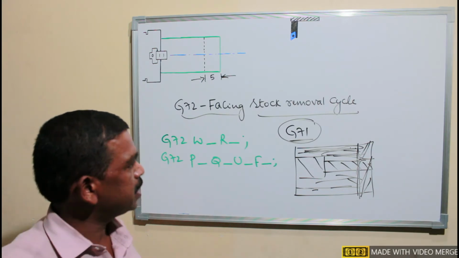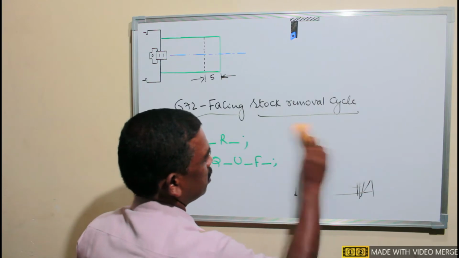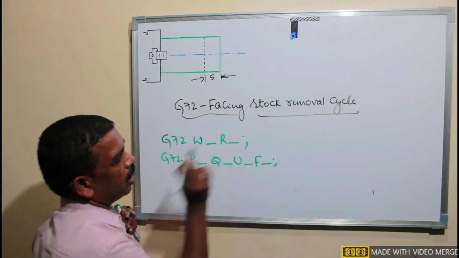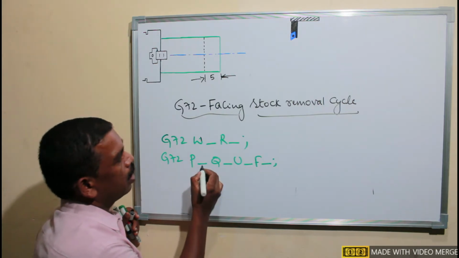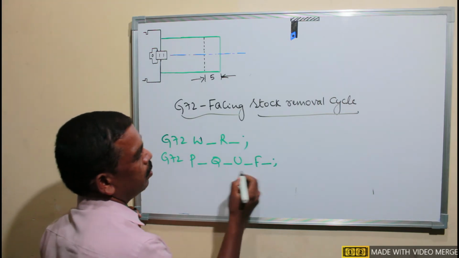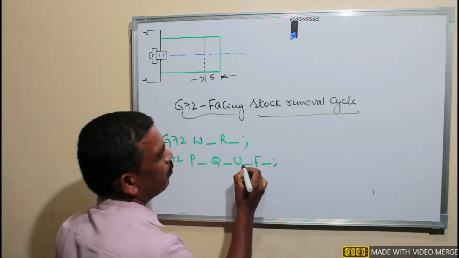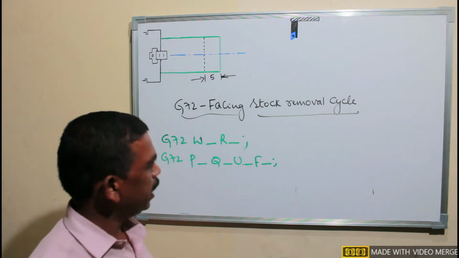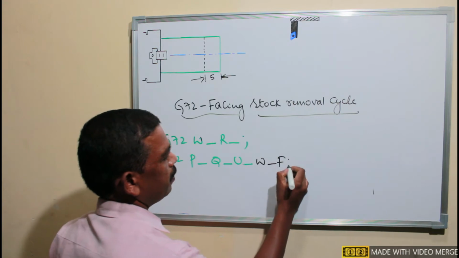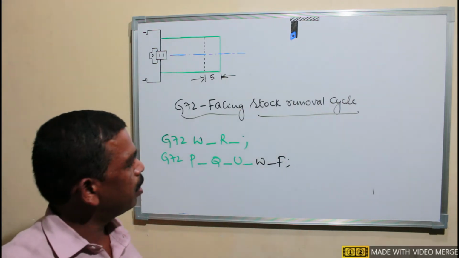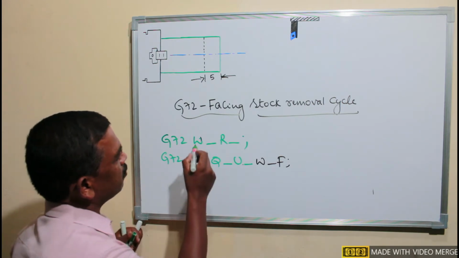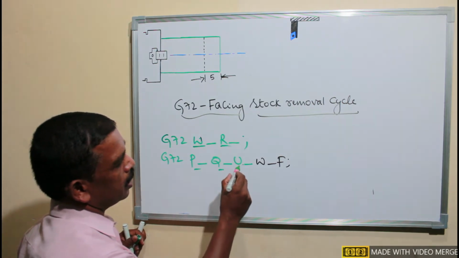See, the format for this cycle is this one: G72 W R, and G72 contour starting point, contour end point. Then finishing allowance in x-axis, finishing allowance in z-axis, and then feed rate. So this is the programming format for this cycle. What is the meaning of this W, R, P, Q and this one?